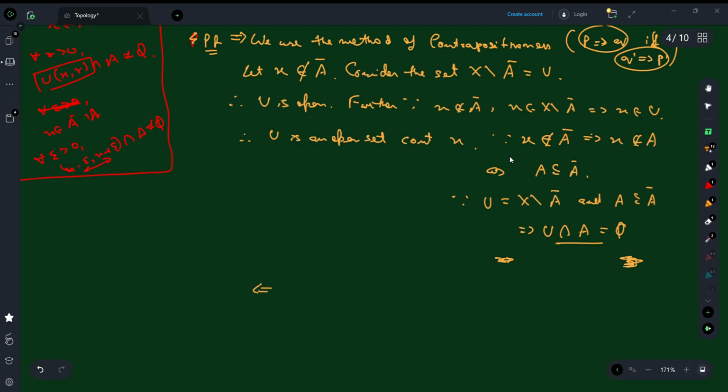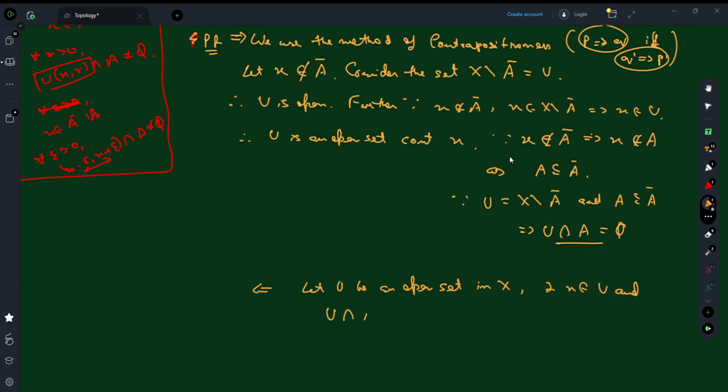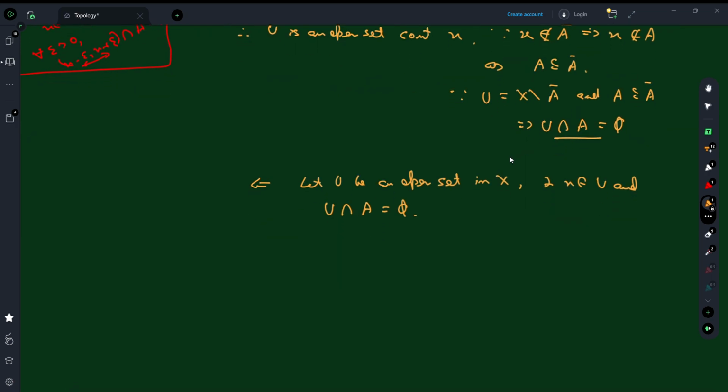I should not use the symbol here. We typically use it at the end of the whole proof. So how do we do this? Suppose we consider a set U of this form. Let U be an open set in X such that x is in U and U does not intersect A.